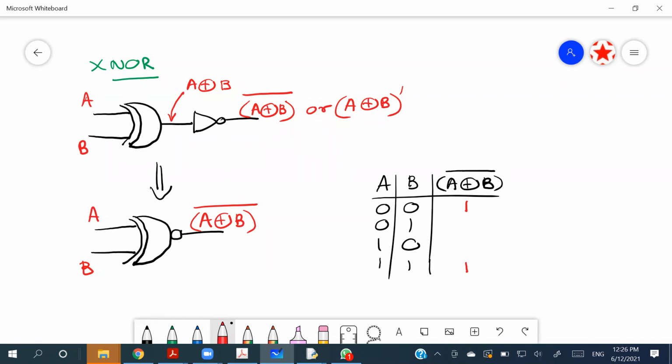When inputs are different, you are going to receive a 0.